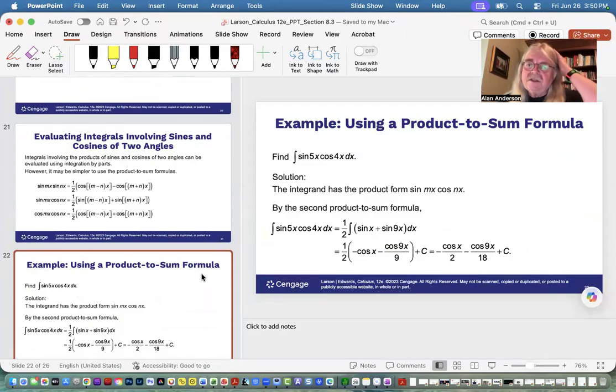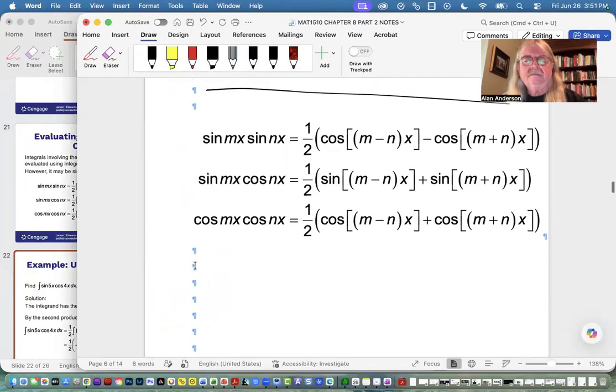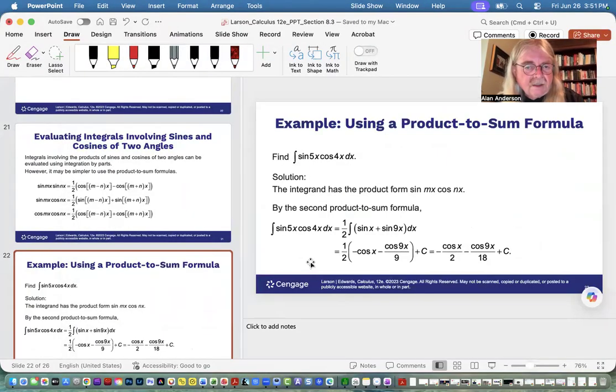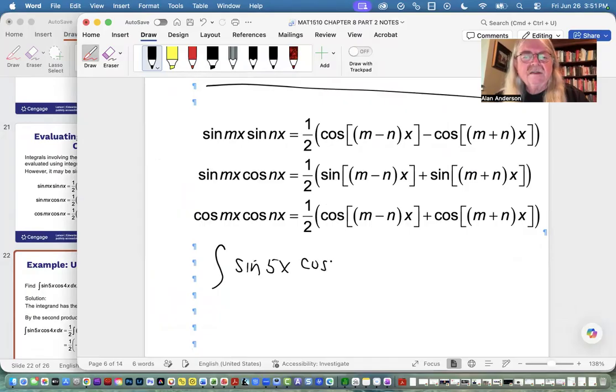Now, this one, if you notice, is not sine to the fifth power, it's sine 5x and it's cosine 4x. So in other words, those earlier rules are not applicable here. Sine 5x, cosine 4x.